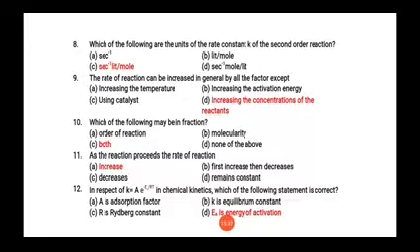Next question, question number 12. In respect of K is equal to A into e raised to minus E upon RT in chemical kinetics, which of the following statements is correct? The options are: A is adsorption factor, K is equilibrium constant, R is Rydberg constant, and E is energy of activation. So as we have discussed in the Arrhenius equation, here Ea is activation energy. So the correct answer is option number D, Ea is energy of activation.